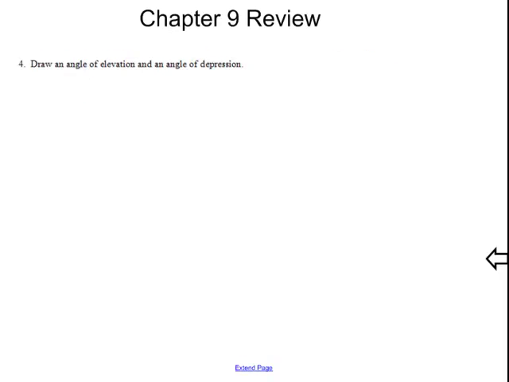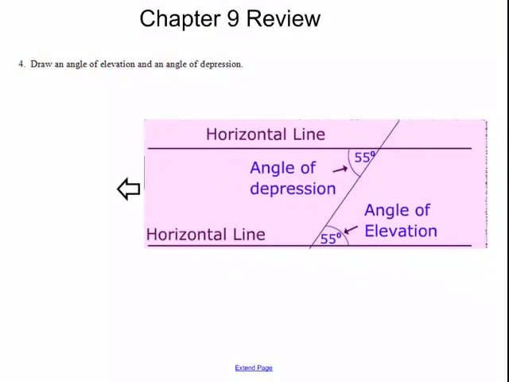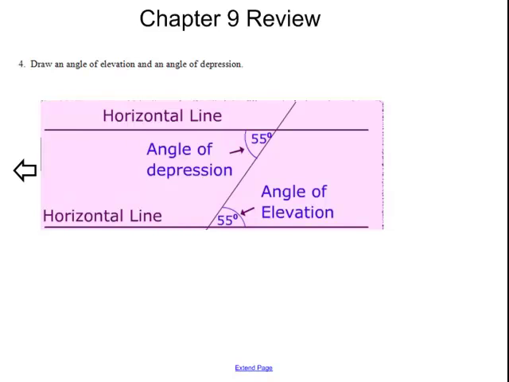Did we miss one? Number 4, draw an angle of elevation and depression. Oops, apparently I missed it. Let's try it again. Notice I've got horizontal lines. My angle of elevation goes up from a horizontal line. My angle of depression comes down from a horizontal line. There's my angle of elevation and depression.